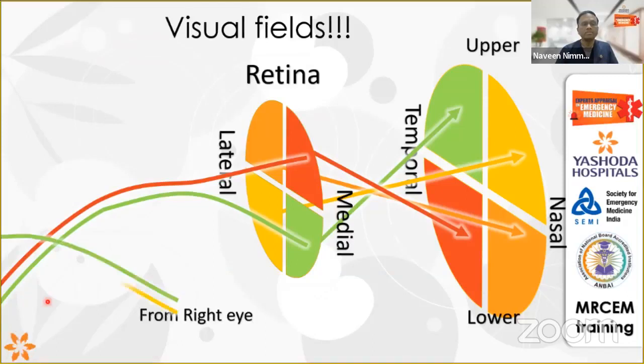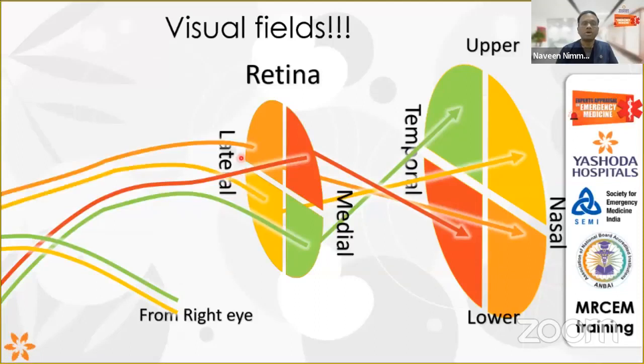Now all these four fibers together, we call the optic nerve. So all the fibers that represent these four quadrants of the retina, we call the optic nerve. And these we call the optic tracts. So this is the overall arrangement of your visual field system.